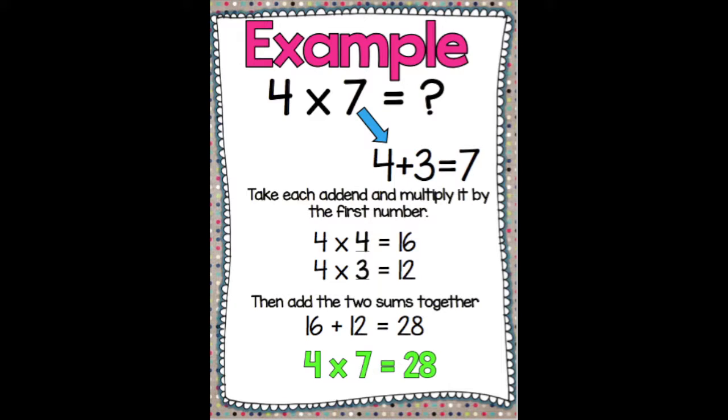4 times 4 equals 16. 4 times 3 equals 12. So then I will just add those two sums together. 16 plus 12 equals 28. So by using the distributive property, I now know that 4 times 7 equals 28.